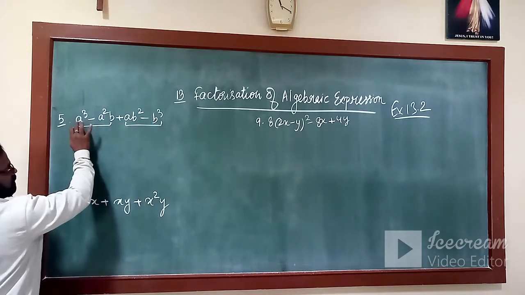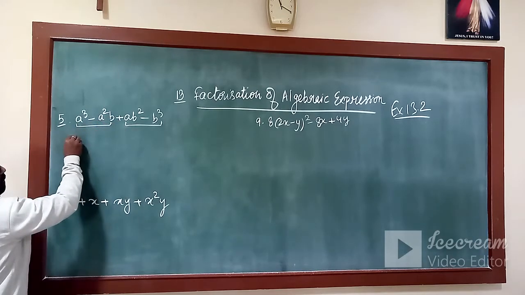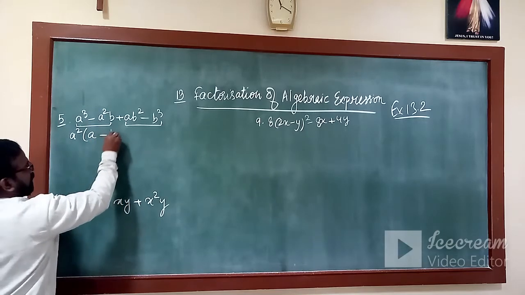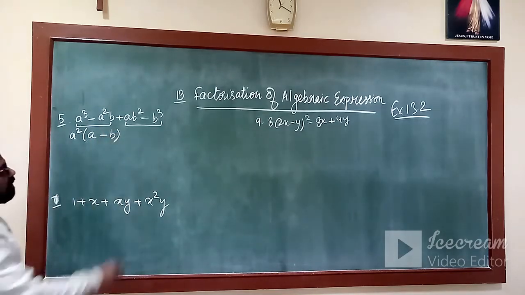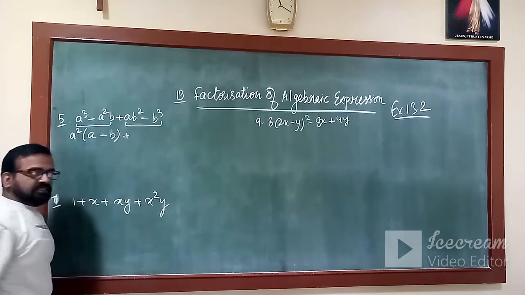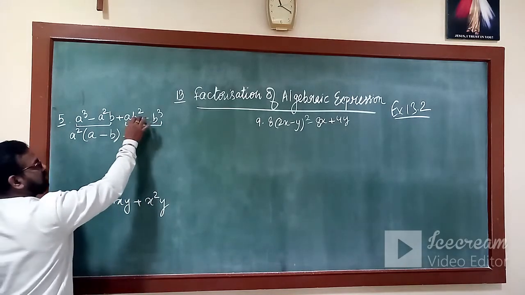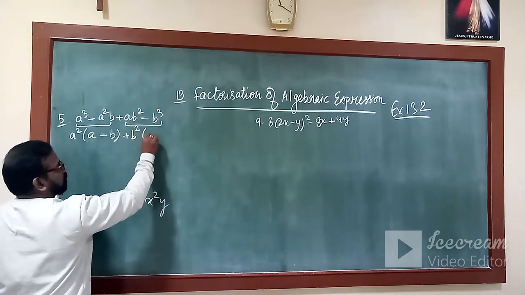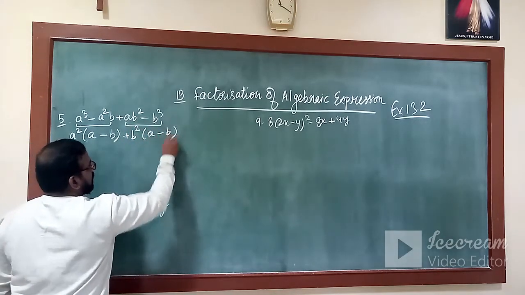From here, see a cube and a square b. So I will take a square as common, so it will be a minus b. Now in this again, see ab square and b cube. The HCF of these two terms will be the least power of the common term. So the common term is b, least power is square. So it is a minus b again.